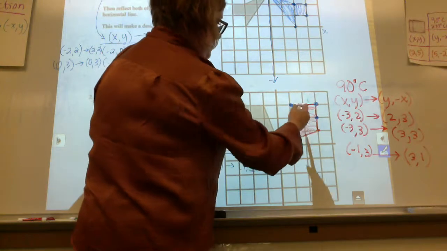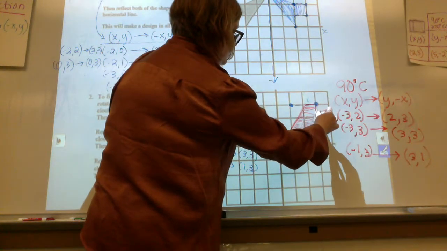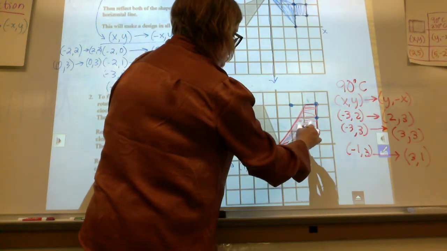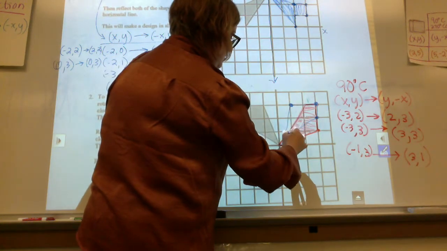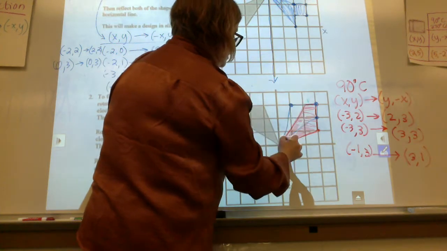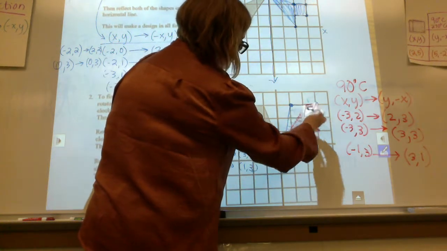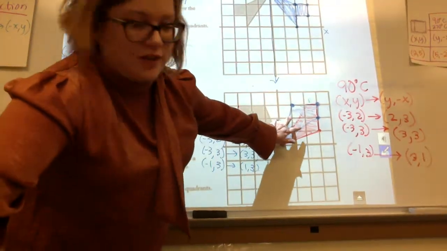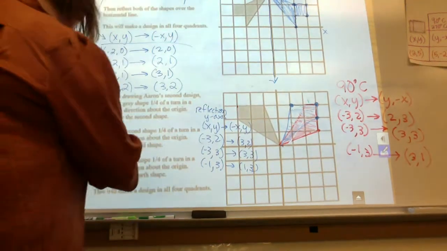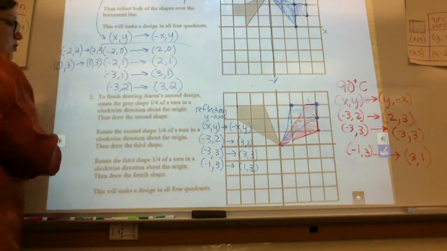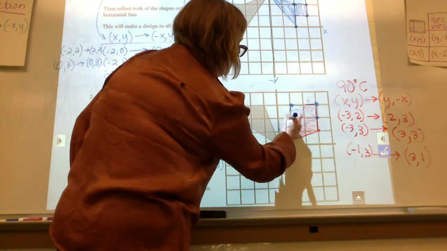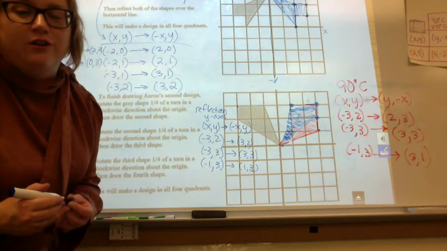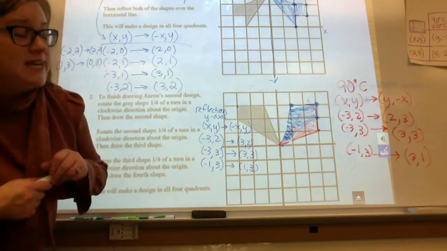Now comes time to shading it in. Can you see, I hope you can see, how the blue is a little bit over the red? The blue figure has been reflected, whereas the red figure was the result of a rotation.